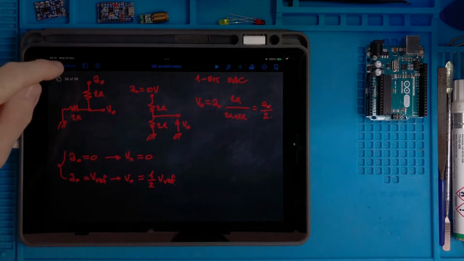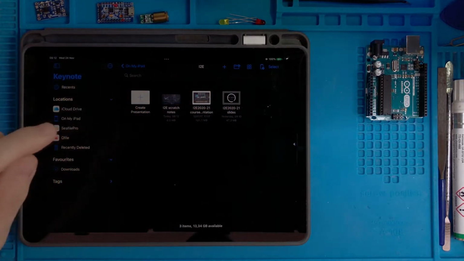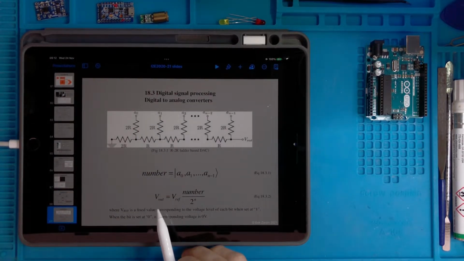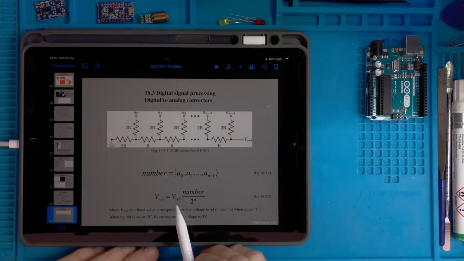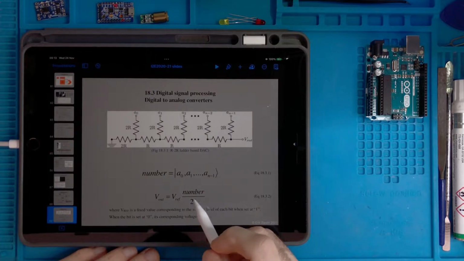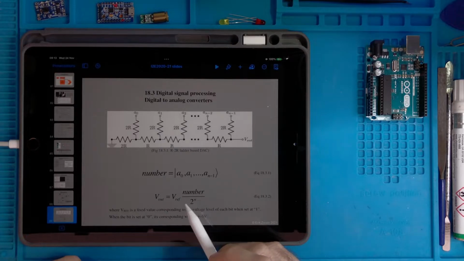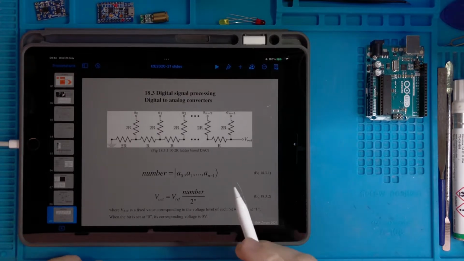And this is basically what this thing is saying here. So the output is V reference, the number for 1 bit. This number can be either 0 or 1, divided by 2 to the n, where n is the number of bits. So we have 1 bit, 2 to the 1. So this thing can be either 0, when the number is 0, or Vref divided by 2 when the number is 1, for 1 bit.